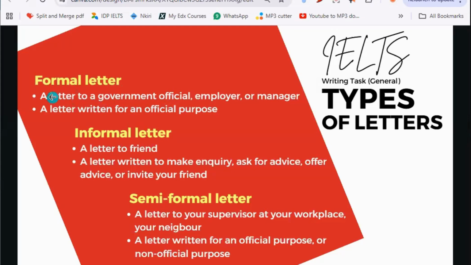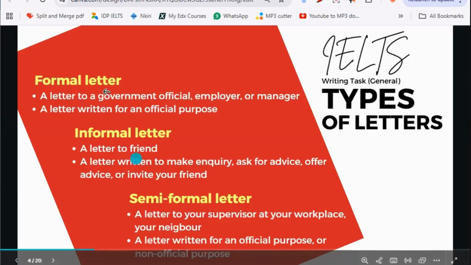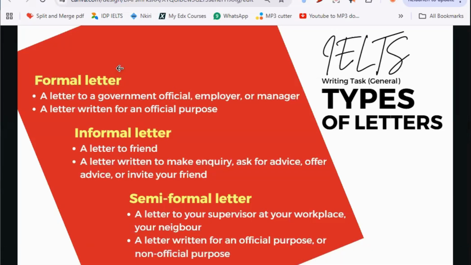All these three types of letters are known by who you write them to and the purpose for which you are writing them. So for a formal letter, you are sending it to a government official, an employer, or a manager. And the purpose is for an official issue. Maybe you want to lodge a complaint, or you want to apply for a job, or you want to request leave. Something that has to do with official issues.